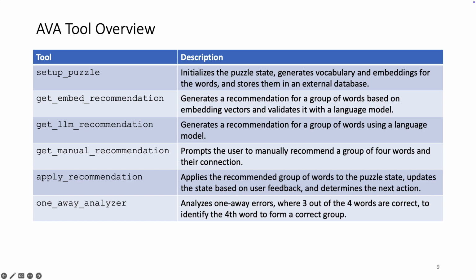Get embed recommendation and get LLM recommendation. These tools provide automatic group recommendations using embeddings or direct language model insights, respectively. Get manual recommendation. For cases where manual input is required, this tool lets users suggest their own word groupings. Apply recommendation. This tool applies chosen recommendations, updating the puzzle state and guiding the next steps.